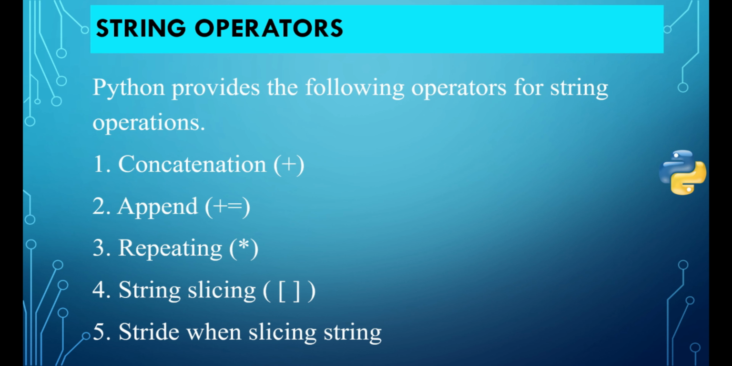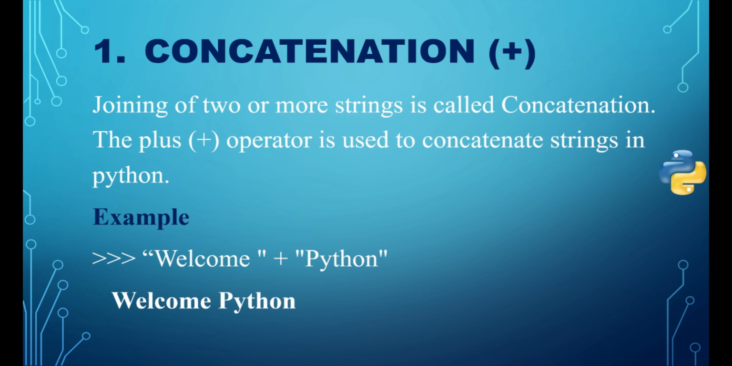Python provides the following operators for string operations. Number 1 is concatenation, simply we call it concatenate. It's nothing but joining two strings. And then append, which is nothing but adding, plus equal to. And then repeating, we will introduce the star symbol, and then string slicing, and then stride when slicing string. These classes we will see one by one in the next class. But only one string operation I will teach now.